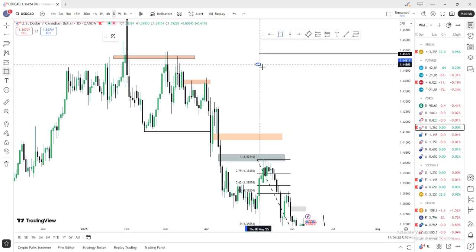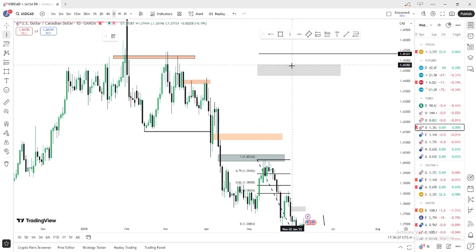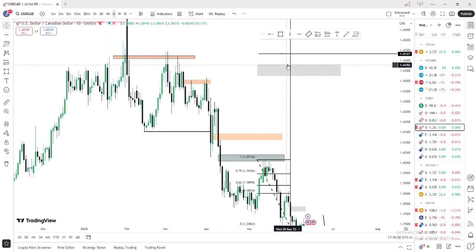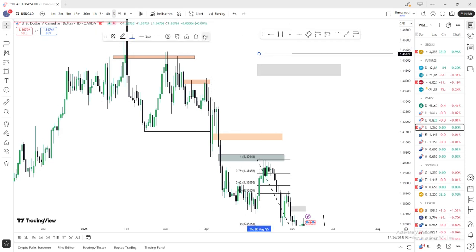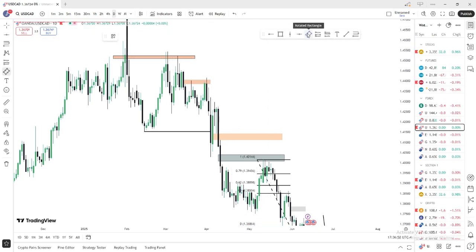line. This is the rectangle. This is how you use it. This is the vertical line. This is the horizontal line. Or better still, let me put them on the real level so that you can know how they look. Then this is the rotated rectangle.